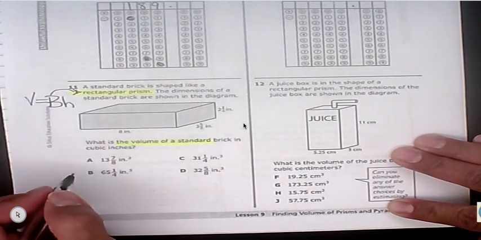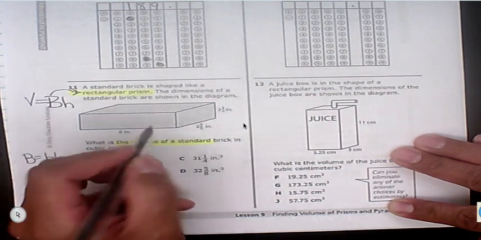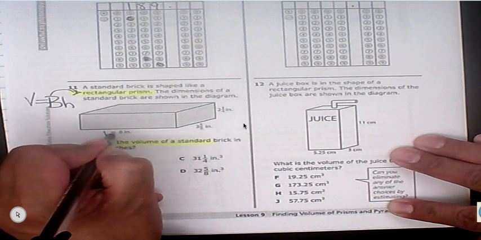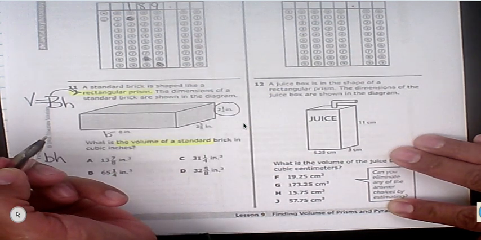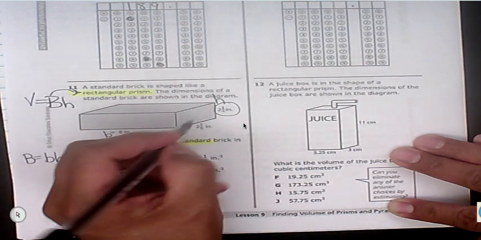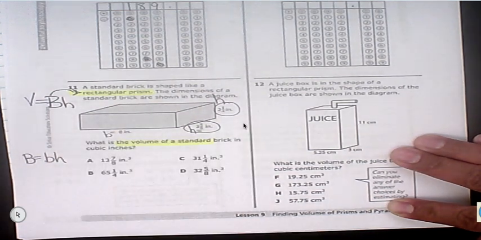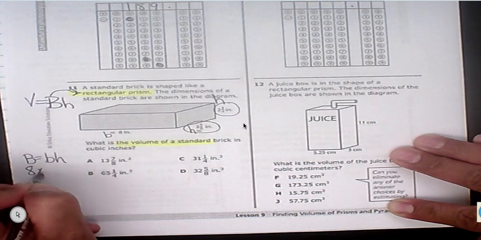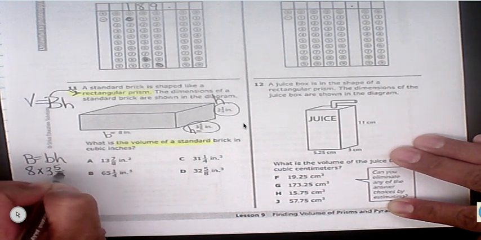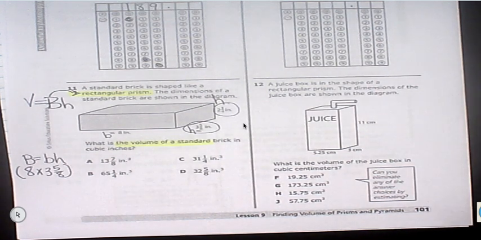rectangle. So for this one, big B, we're going to do base times height, or length times width. So here is your base, and this one is going to be the height of the prism, and this one will be the width or the height of the rectangle. So we're going to go ahead and plug in 8 times 3 5/8 to find the area of the base.